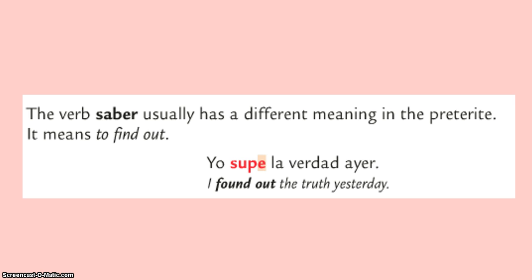Just as a side note, the verb saber, which in the present tense means to know, like to know information or to know how to do something, it's usually going to have a different meaning in the preterite. In the preterite, it means to find out. For instance, I found out the truth yesterday. Yo supe la verdad ayer.